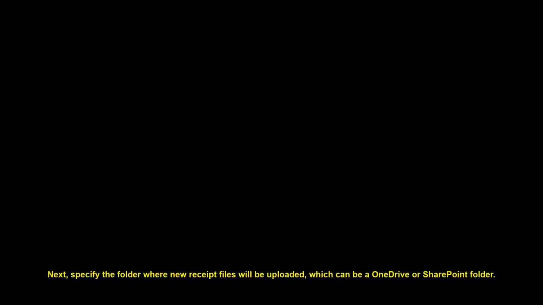Next, specify the folder where new receipt files will be uploaded, which can be a OneDrive or SharePoint folder. After specifying the folder, click on the plus icon to add a new step. In the search bar, type QuickBooks to find available QuickBooks actions. Select the action, Create a Receipt, from the QuickBooks options.